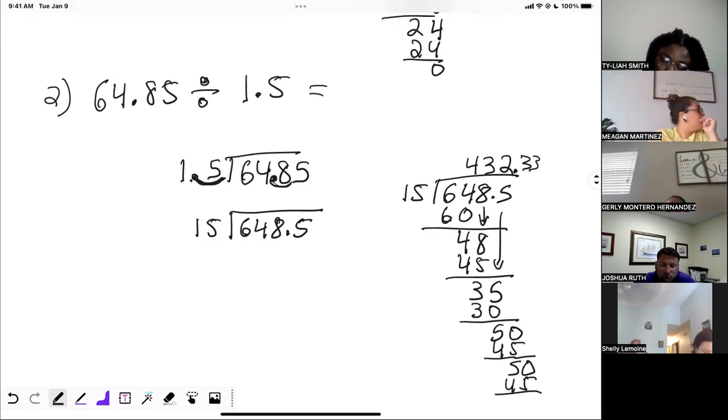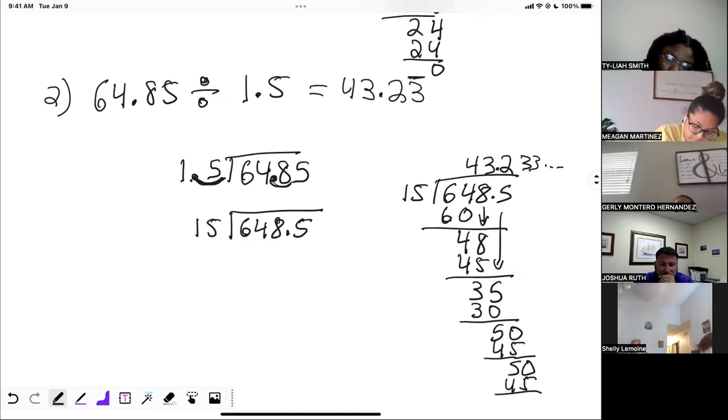Equals, okay, so the decimal place is after, and did I do this wrong? I did this wrong, hold on. The decimal place has to line up. It's 43.233 repeating, but we write it as 43.23 repeating. The 3 is repeating, just the 3.